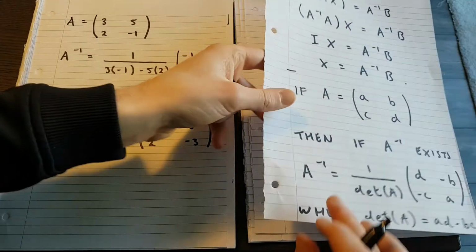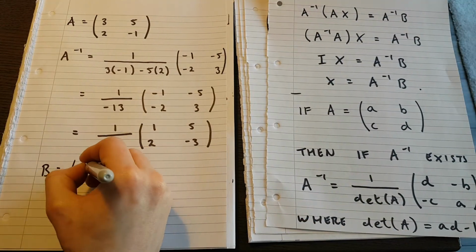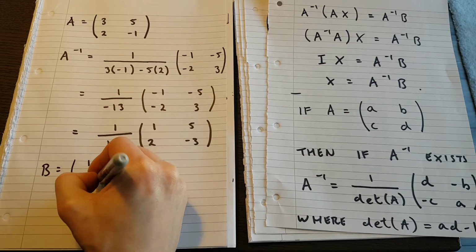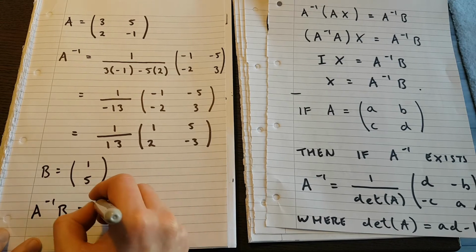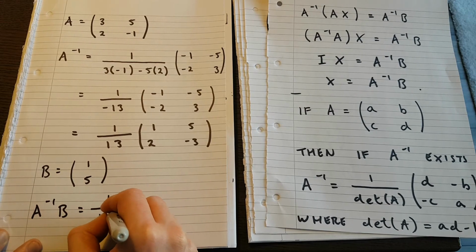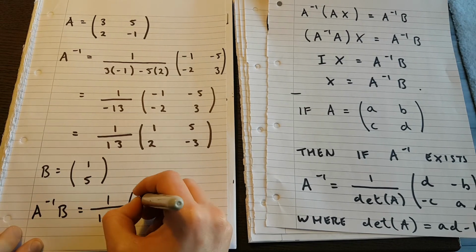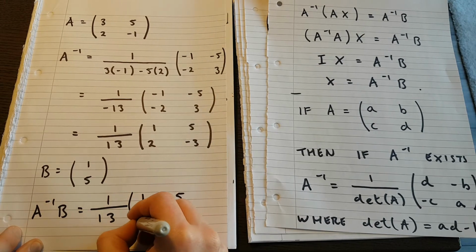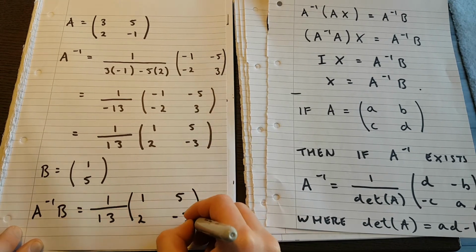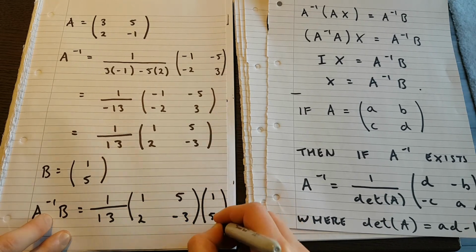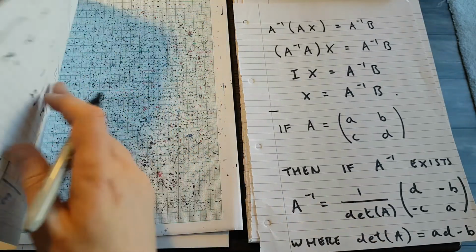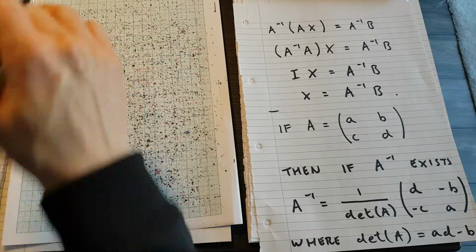B was 1, 5. So A inverse times B is equal to 1 over 13. Keep that on the outside, don't do anything with it yet. 1, 5, 2, minus 3, this time reading the rows. And then I have 1 and 5, like that. And this is trivially simple to solve here.